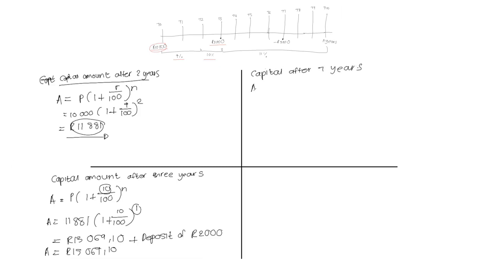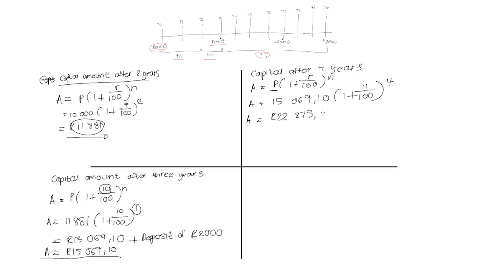Once again, we use the compound interest formula. The principal amount is the new accumulated amount as calculated previously. The interest rate, as indicated on the timeline, is given as 11%. And we are calculating the amount for a period of 4 years. Simplifying the equation, we get an answer of 22,875 Rand 95 cents.